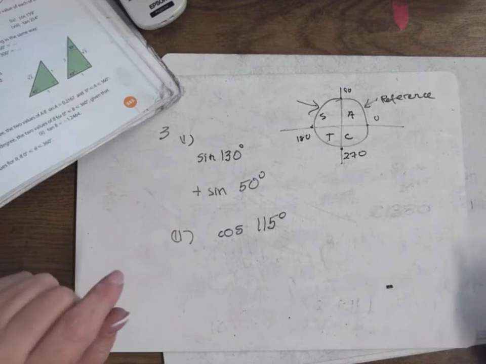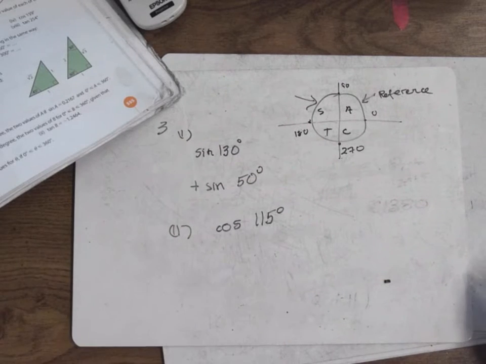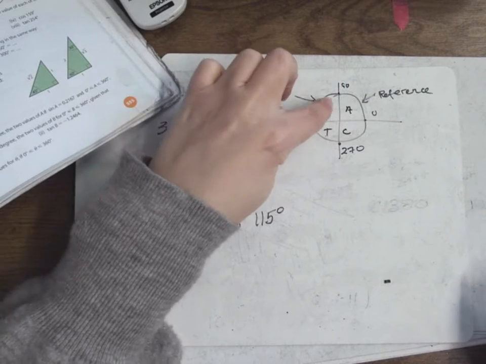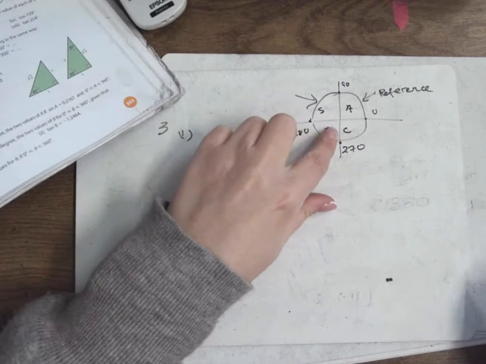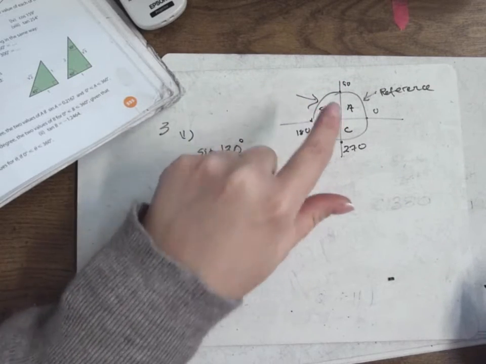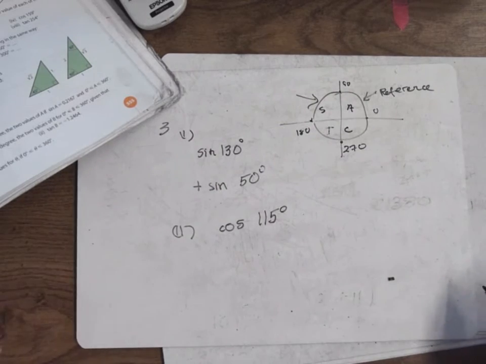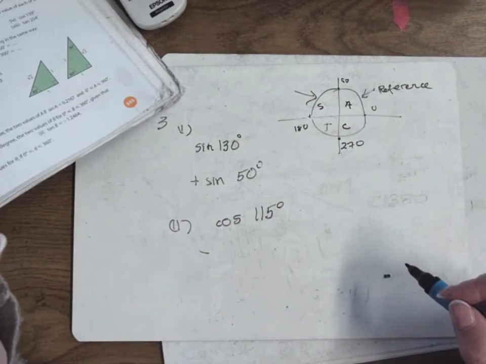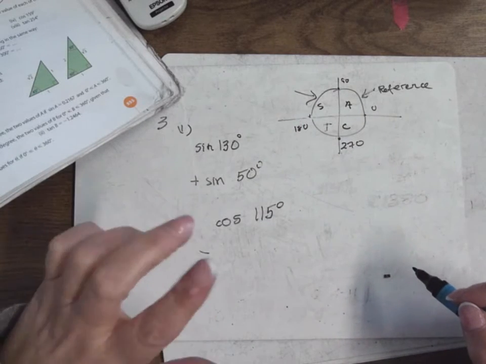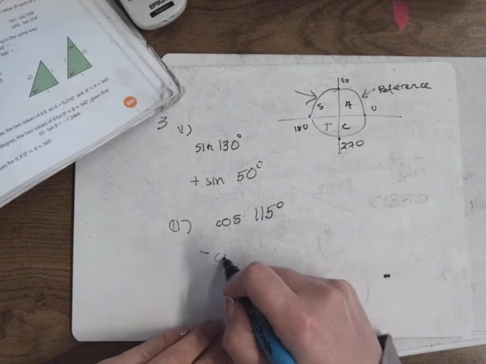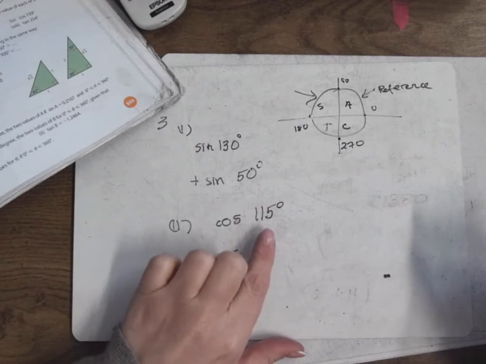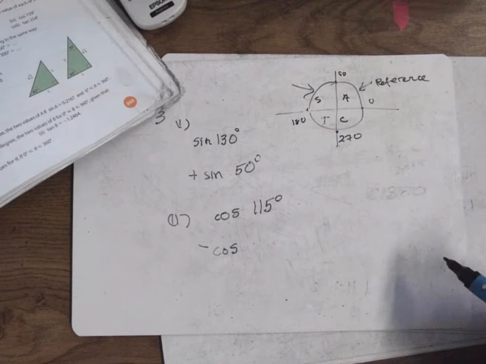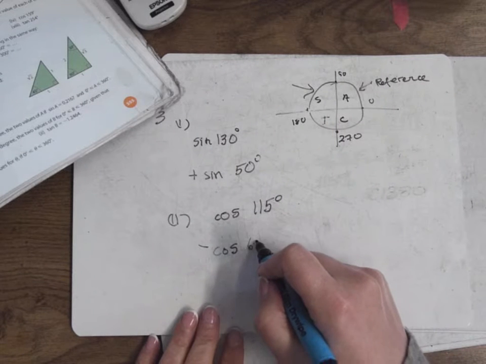So where is 115? You have to figure out where 115 is. It's between 90 and 180, in here again, isn't it? In this sector, is cos of an angle positive or negative? It's negative. The only one that's positive is sine, that's what the S stands for. So cos is negative, and then you need your reference angle. So that's minus cos of the reference angle, which is 180 take away 115, which is 65.